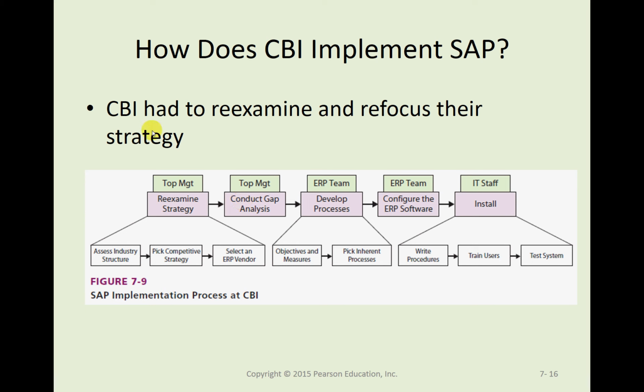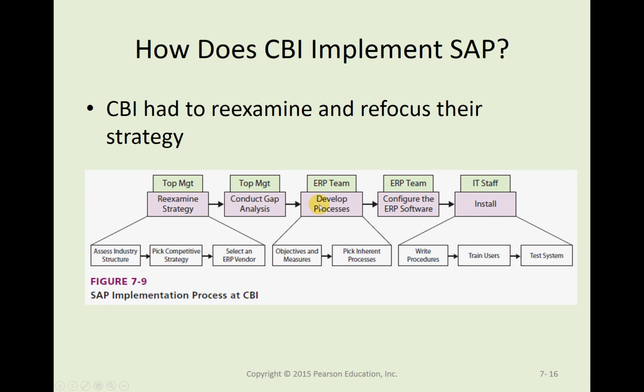What is our competitive strategy now? Figure out what is the best strategy for us to move forward in terms of what's going on in the industry. And then, of course, we're going to develop processes and choose our ERP vendor, SAP in this case, and then install it. And we're going to have to hire people to help us install it and configure it and train people and so on.